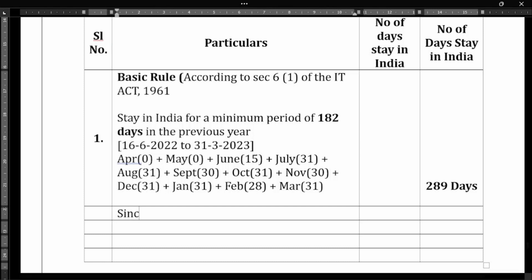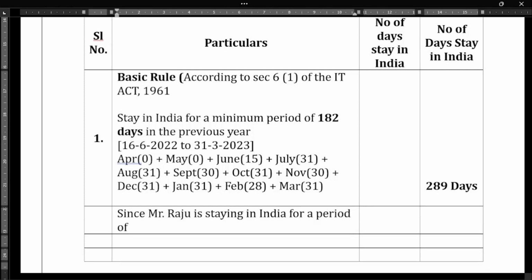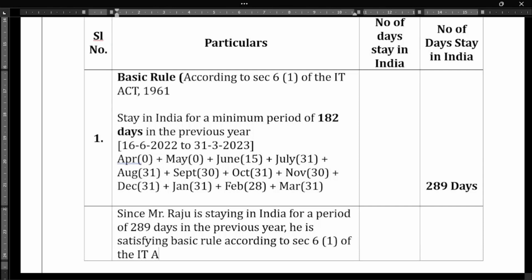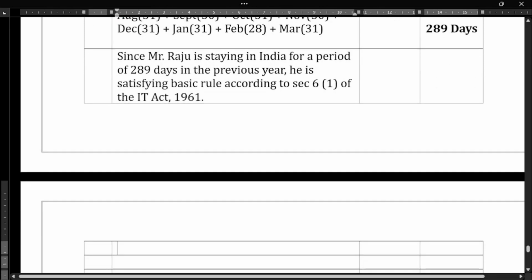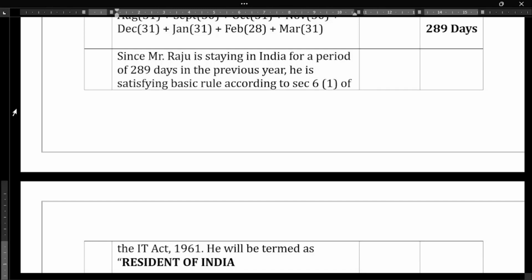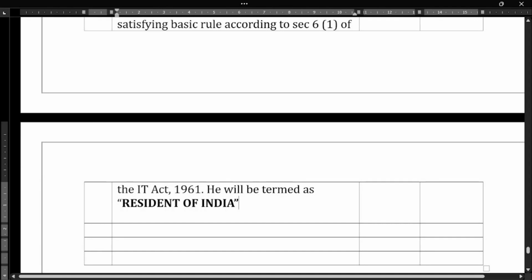Now we must give the conclusion statement. Since Mr. Raju is staying in India for a period of 289 days in the previous year, he is satisfying the basic rule according to section 6 subsection 1 of the IT Act of 1961. Therefore, when at least one basic rule is satisfied, we call the person a resident of India. So he will be termed as a resident of India.